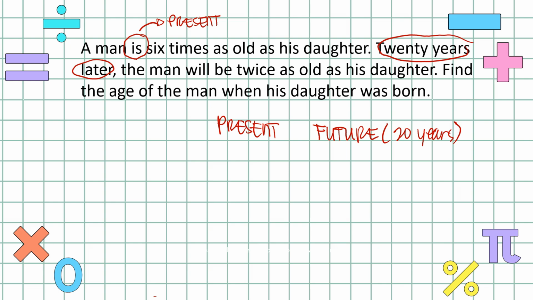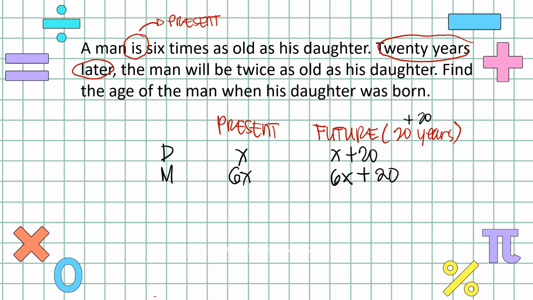Now, how do we represent their ages? Let's use D for the daughter and M for the man, or the father. In the present age, the man's age was described through his daughter's. So we represent the daughter's age as x, and the man's age, which is 6 times the daughter's age, will be 6x. Using their present ages, we can now express their future ages by simply adding 20, because it says here 20 years later. So we add 20 to the daughter's age, and we also add 20 to the man's age. This represents their future ages.